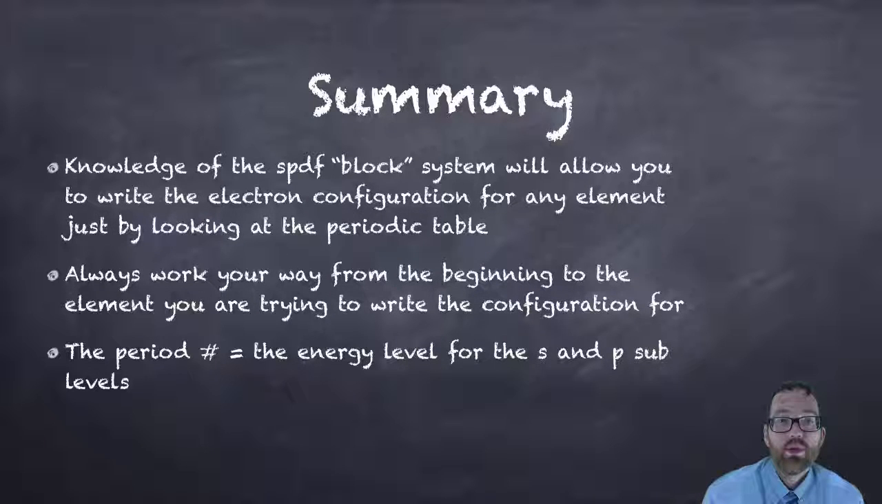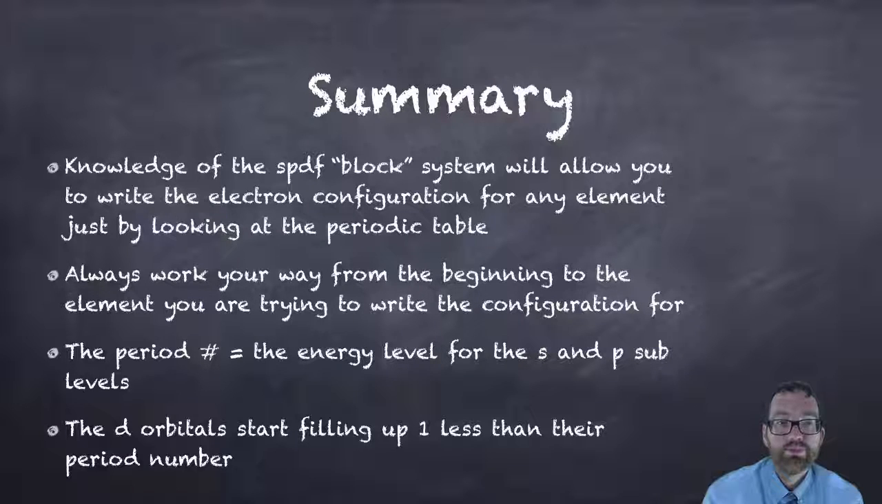The period number is the energy level for the s and p sublevels. It'll tell you where to start. But remember, the d orbitals start filling up one less than their period number. Again, I know this is a little tricky and might be a little intimidating at first, but I promise you with enough practice you'll get really good at this.